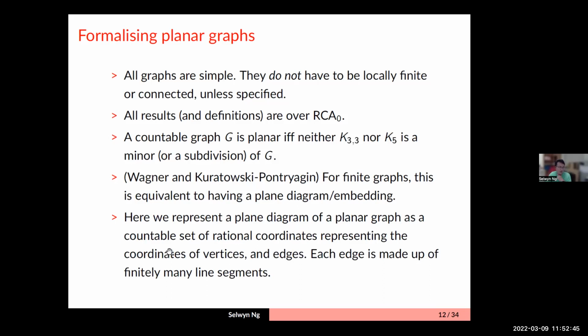It is going to be an infinite set of rational coordinates that makes up the coordinates of the vertices on Q squared. And for edges, I'm going to allow each edge in the embedding to be composed of finitely many connecting line segments, and this is mostly for convenience, so that when you're building a diagram, you can curve your way around obstacles if you have to.